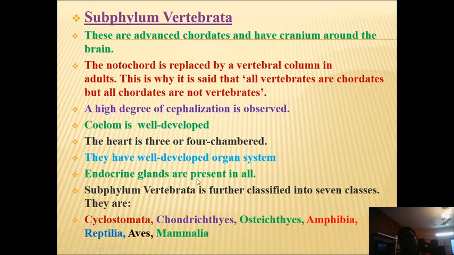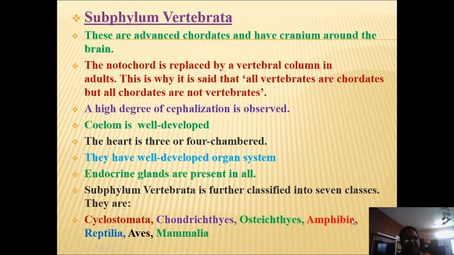And now these vertebrates are divided into 7 classes. They are cyclostomata, then chondrichthyes and osteichthyes. These collectively are nothing but the fishes. Cyclostomata: cyclo means round, stoma means mouth. Then chondrichthyes: chondri means cartilage, ichthyos means fish. Osteichthyes, that means bony fishes. Osteic means bony, ichthyos means fishes.